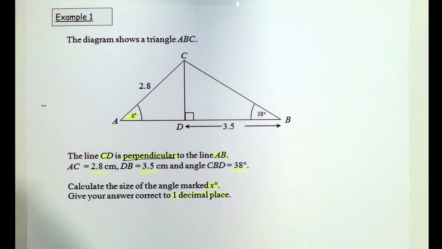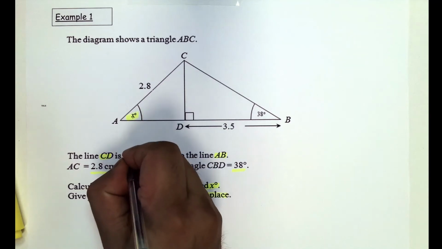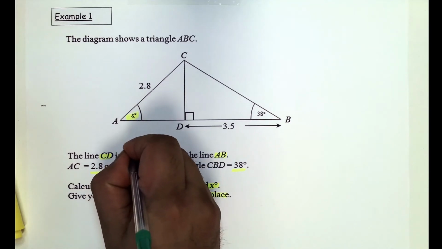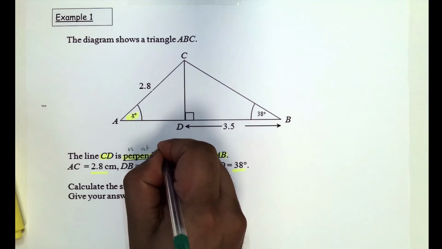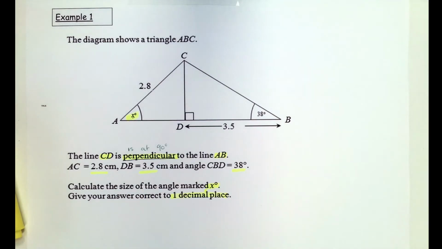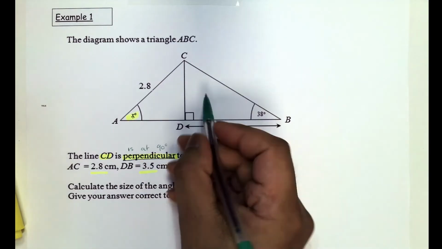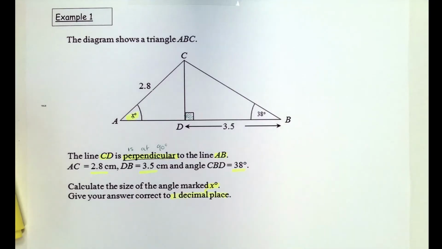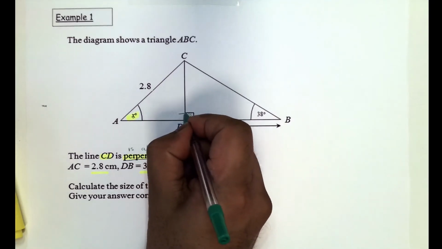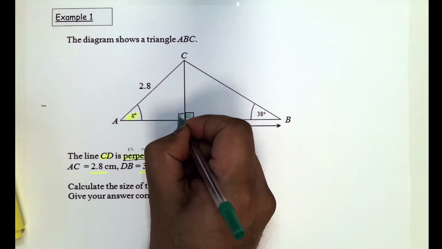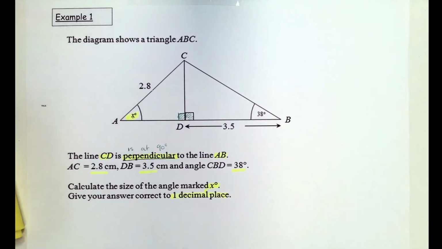Right, first of all, that word perpendicular. What that stands for is that basically CD is at 90 degrees. Perpendicular means it's at 90 degrees. So we've been given that if that's 90 degrees, that means this part here is also 90 degrees. Now, take a second to see the information that's given here. I want to work out that angle there.